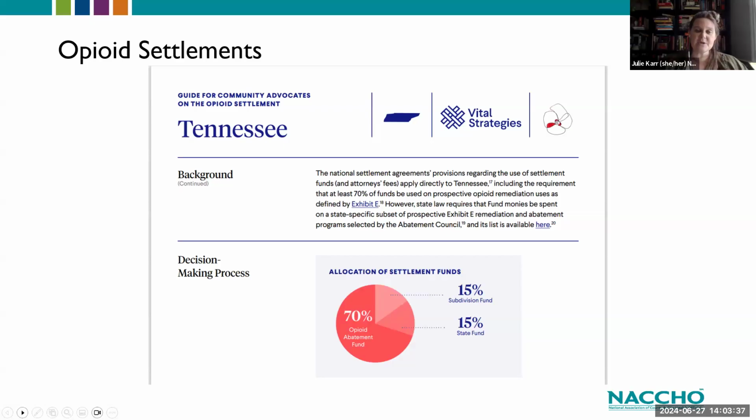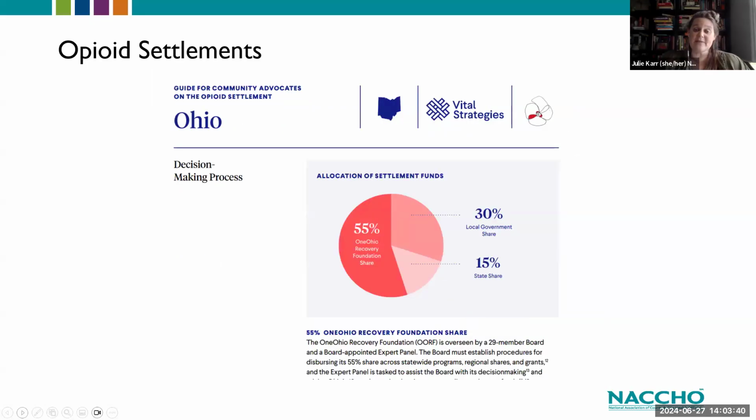And then the next slide shows Ohio, which does it a little bit differently. They have actually put their money into what's called the One Ohio Recovery Foundation, which controls that portion of the funds. And then 30% are going directly to local governments, and then 15% are staying with the state. So you may be in your health department getting some money already from opioid settlement funds, but it's not through a competitive process. It might just be money that's already been allocated that you're going to be getting to work with.